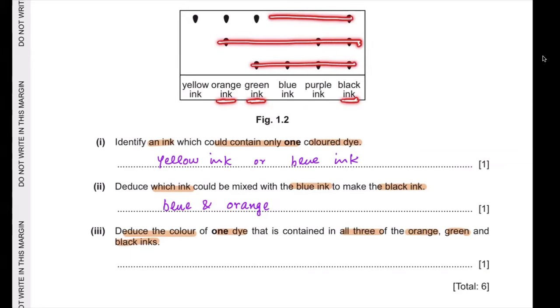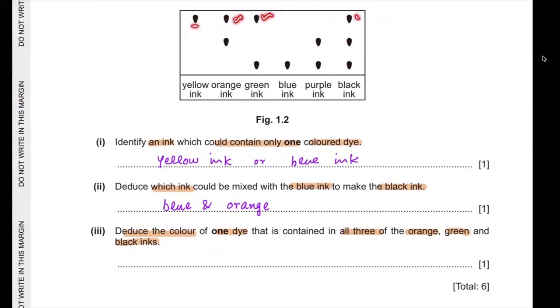And over here, all three, black, green and orange, are present at the same distance as the yellow ink. So the yellow is the correct answer. Yellow is the ink which is present in orange ink, in green ink, and in black ink. There is no other ink which is present in all three inks. So the answer would be yellow over here. Is this clear to all of you?